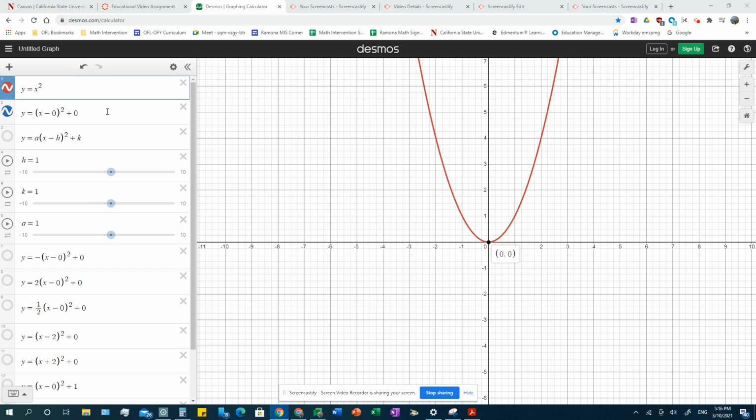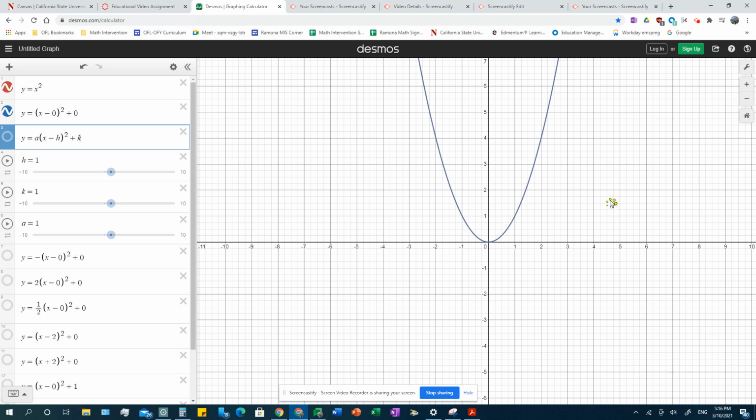Oh, and by the way, this equation right here is how you write y equals x squared in vertex form. So okay, let's move on to the next part. What is the vertex form? y equals a parentheses x minus h parentheses squared plus k. That is the equation for it.